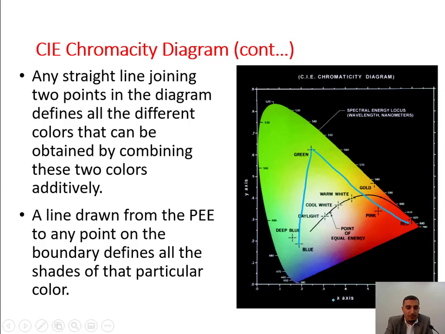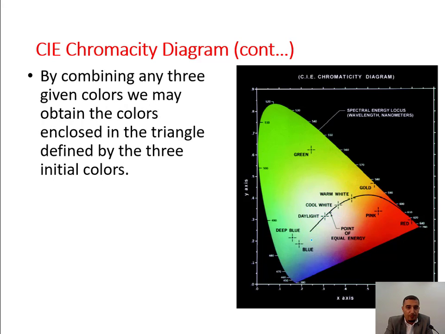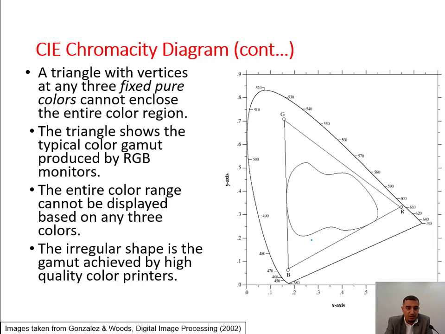A line drawn from the PEE at any point to the boundary defines the shades of a particular color. So from here to here are the shades of red, from here to here are the shades of green, and from here to here are the shades of blue. By combining three given colors, we may obtain the colors enclosed in a triangle defined by the three color initials.